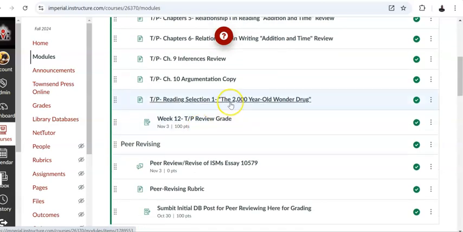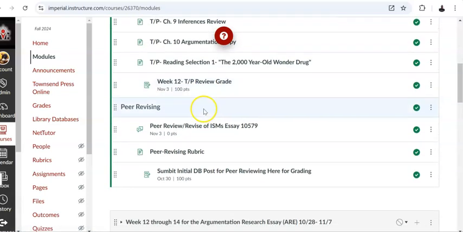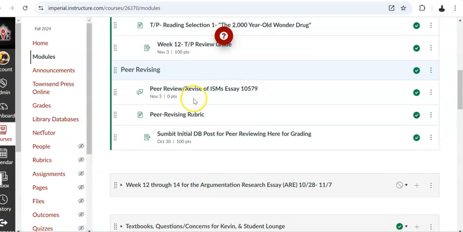And this reading selection is basically to test all of the skills that you've learned in Townsend Press. You put them together by reading a longer selection and answering questions for that. Don't worry about this TP review grade. That's for me. And then the crux of this module is to do a peer revising. So let's go over that.